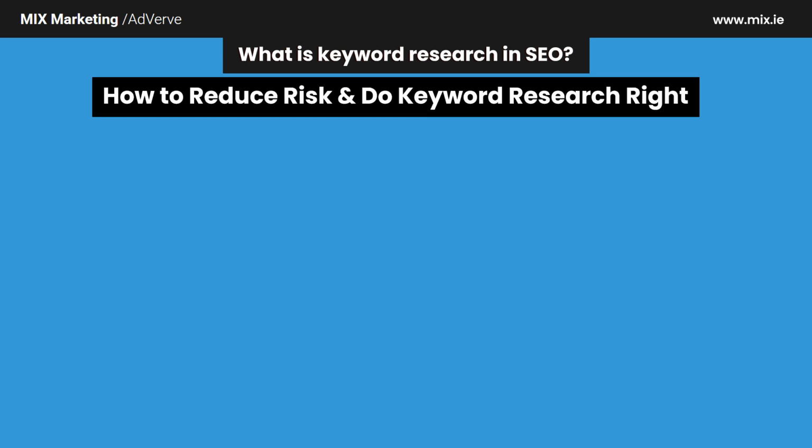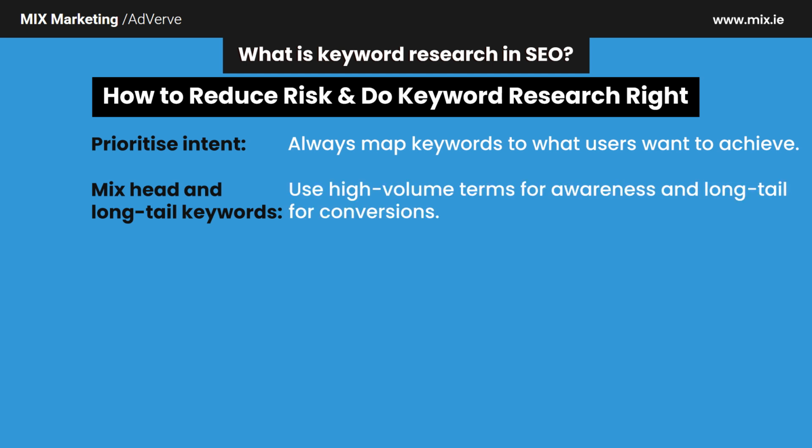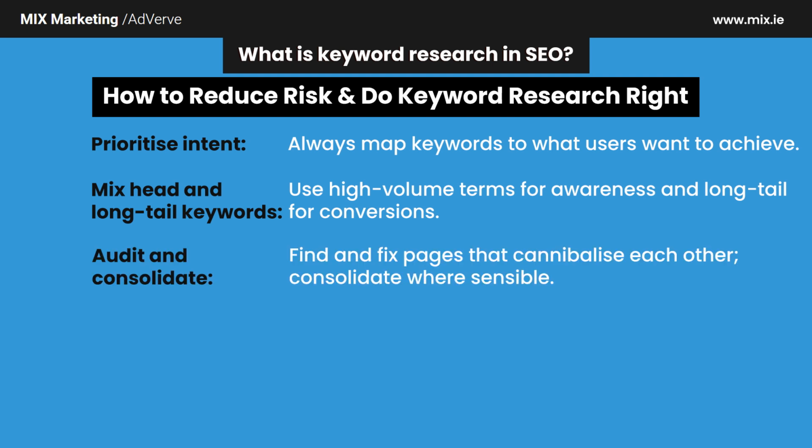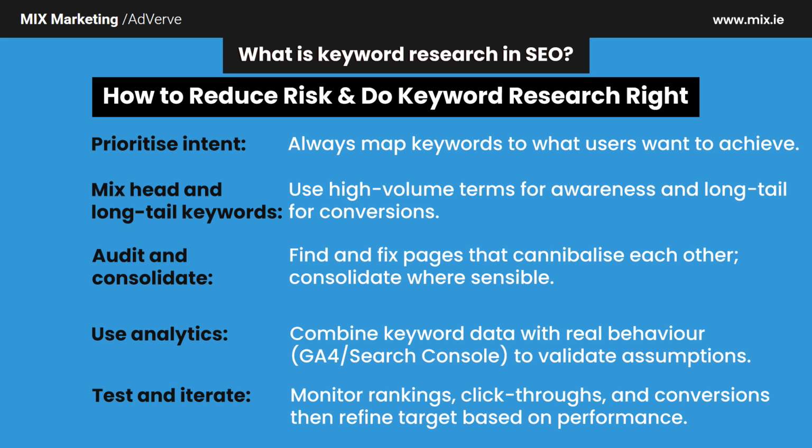How to reduce risk and do keyword research right. Prioritize intent. Always map keywords to what users want to achieve. Mix head and long-tail keywords. Use high-volume terms for awareness and long-tail for conversions. Audit and consolidate. Find and fix pages that cannibalize each other, consolidate where sensible. Use analytics. Combine keyword data with real behavior, GA4, Search Console, to validate assumptions. Test and iterate. Monitor rankings, click-throughs, and conversions, then refine targets based on performance.